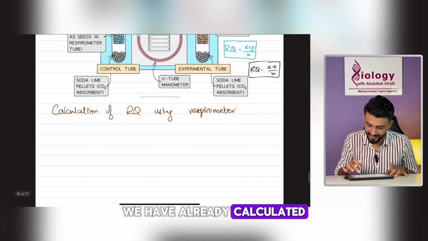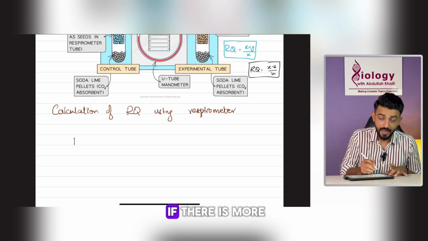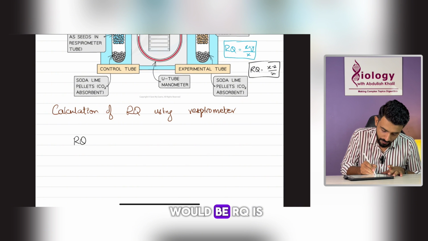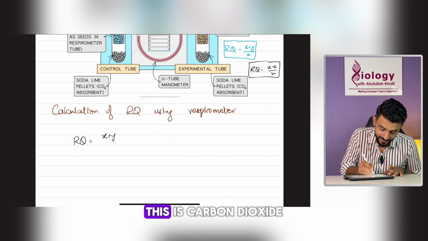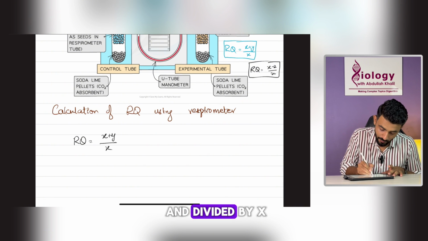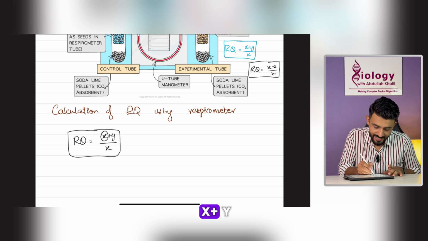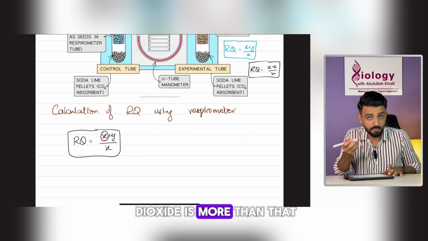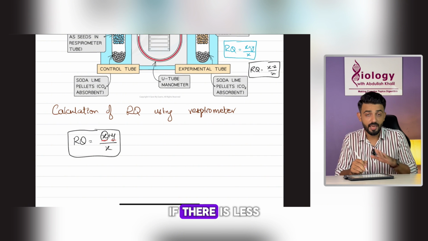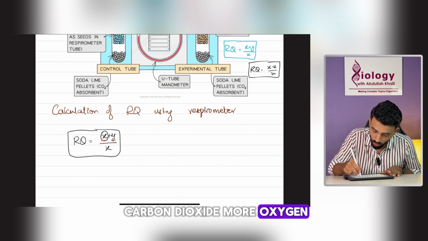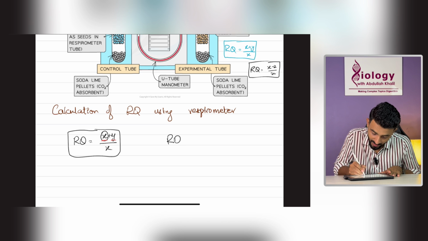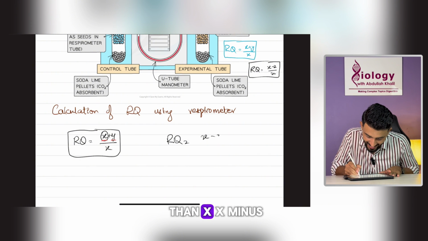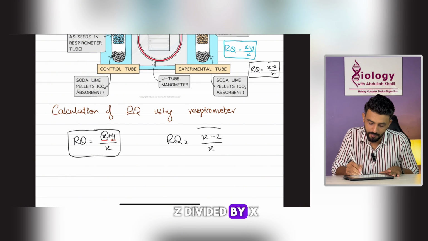Okay, we have already calculated it here. There are two formulas. If there is more carbon dioxide, less oxygen, the formula would be RQ is equal to X plus Y, this is carbon dioxide, divided by X. More carbon dioxide means X plus Y, because the value of oxygen is X and the value of carbon dioxide is more than that, so you add Y. If there is less carbon dioxide, more oxygen, in that case the RQ value would be, because there is less carbon dioxide, so it is less than X, X minus Z divided by X.